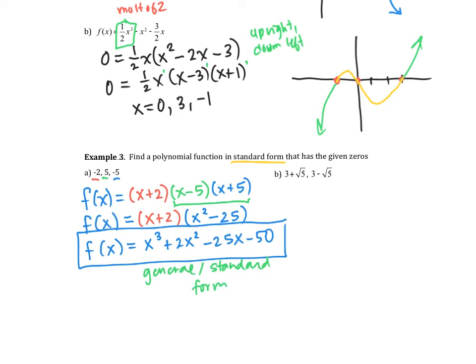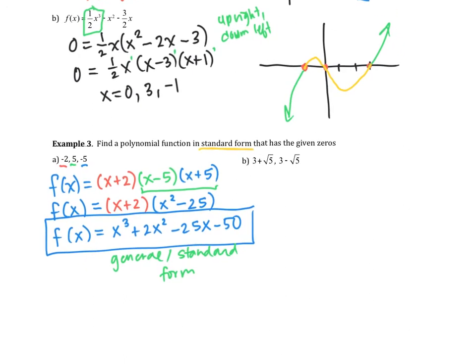Okay, we're going to do one more like that for this section, and then we'll be done. Okay, and again, these are non-unique polynomial functions, so you could have another function that's just as correct, and I will try to mark it correct. Okay, now this part B has two zeros, 3 plus √5 and 3 minus √5.